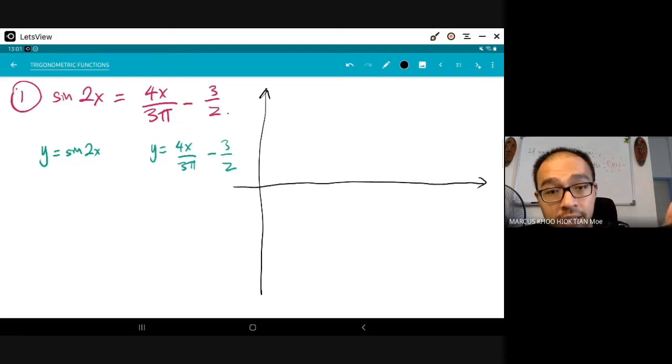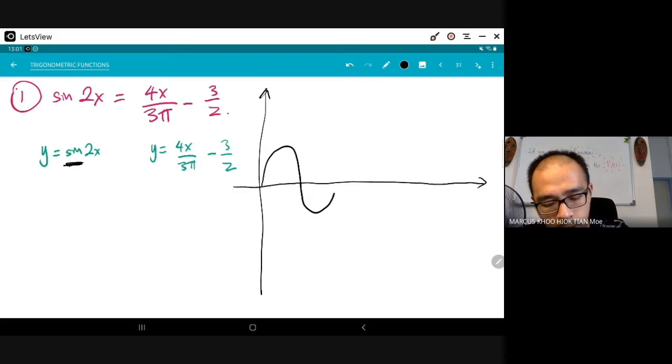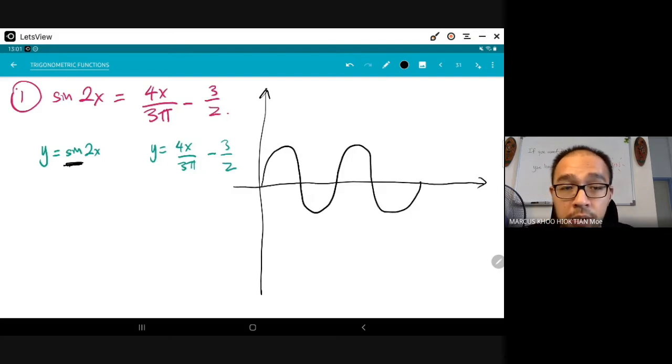So you draw the cycles first. The easiest way, because it's just a sketch. This is a sine graph. The sine graph is the one that starts from 0 and comes back to 0. So 2 cycles. 1, 2. And we know that the maximum value is 1, minimum value is -1.